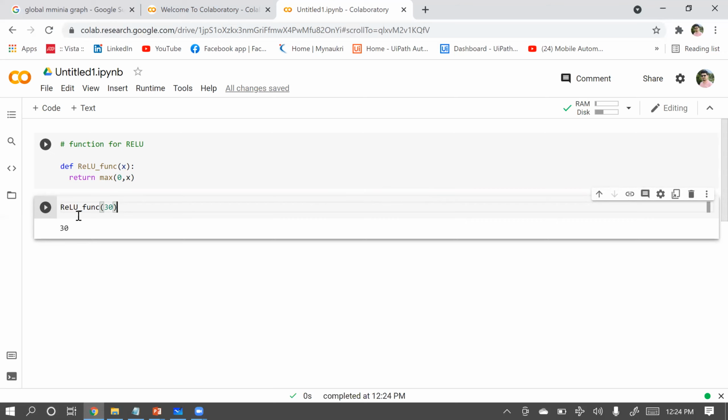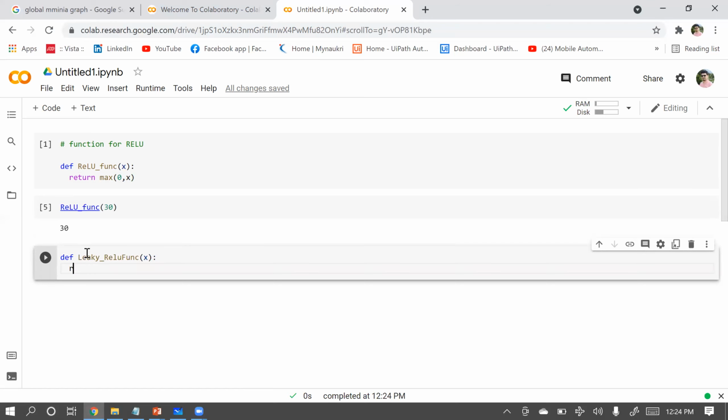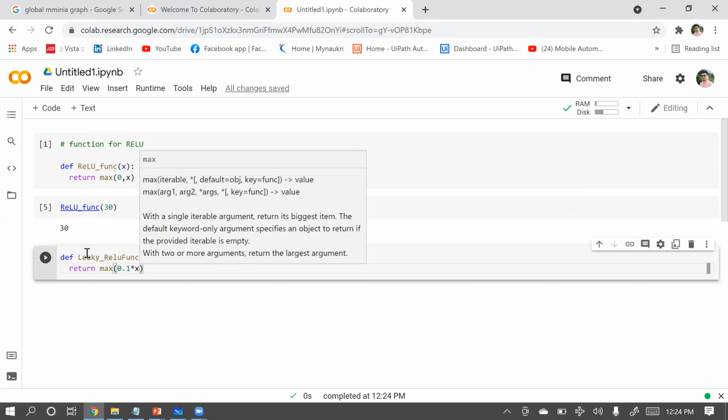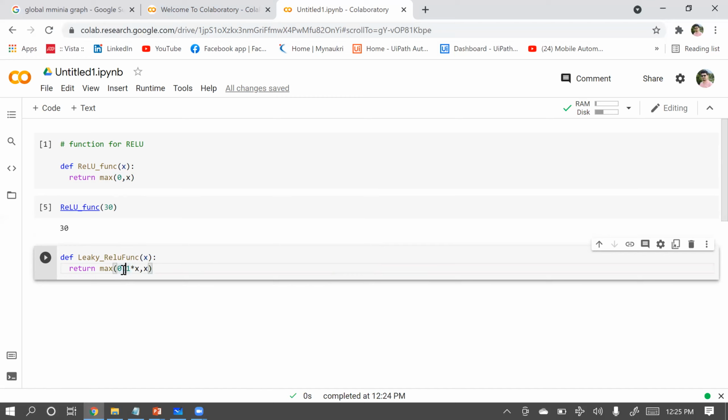So now you are clear with the ReLU activation function, right? We'll go with leaky ReLU. We'll create one more function for leaky ReLU. Same, we'll take one parameter x. Now it will return the maximum of 0.1 times x, comma x. As I told, we will be adding one parameter, which is 0.1. 0.1 is nothing but a parameter value.